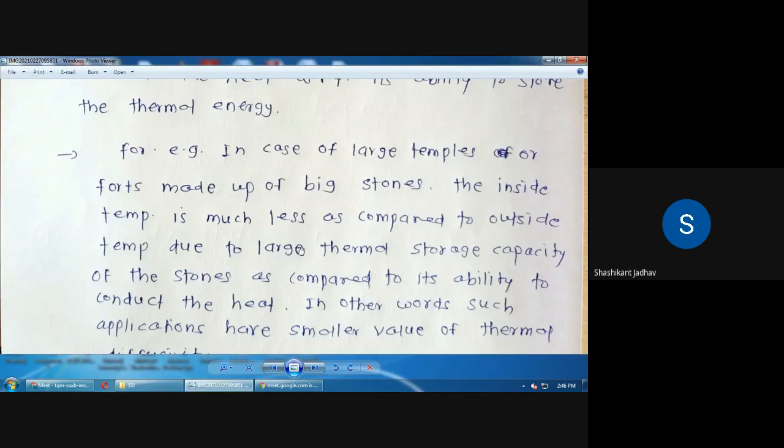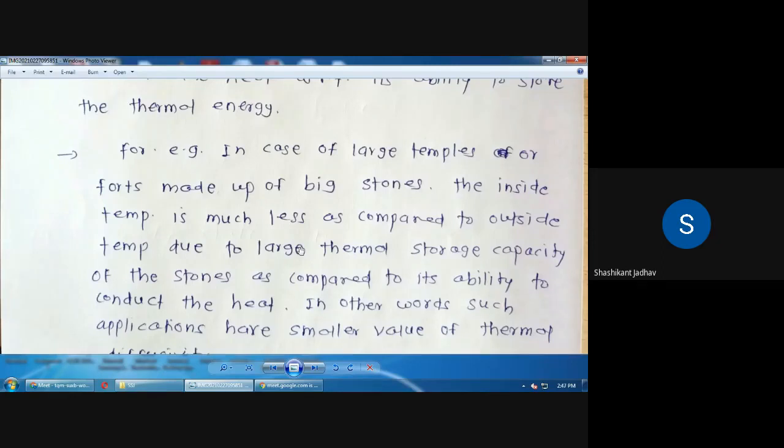In case of large temples or forts made up of big stones, the inside temperature is much less as compared to outside temperature, due to large thermal storage capacity of the stones as compared to its ability to conduct the heat.